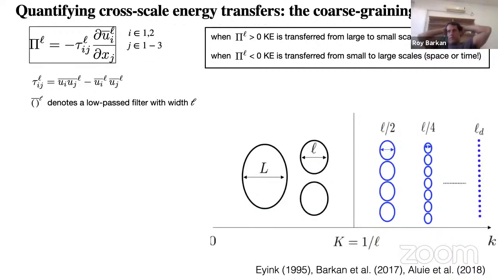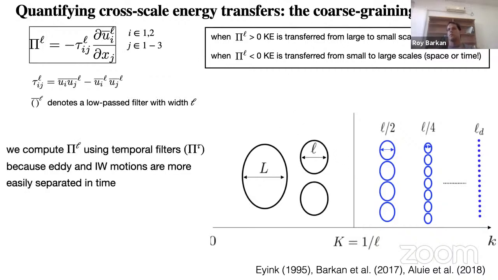And so Alberto has done a nice introduction for the coarse graining approach, which is what we also chose in order to quantify the energy transfers across scales here. This is the same pi-L that Alberto showed. It quantifies the energy transfers from scales smaller than L, where L would be a low pass filter with the width of L. When this quantity pi L is positive, energy is transferred from large to small scales and vice versa. This has been discussed in the following papers.